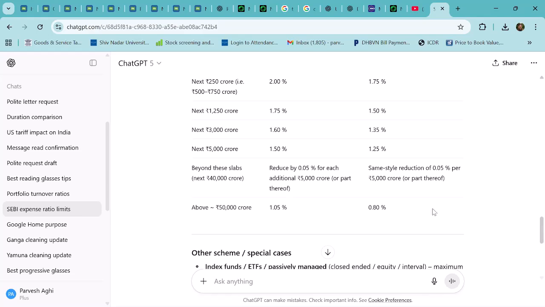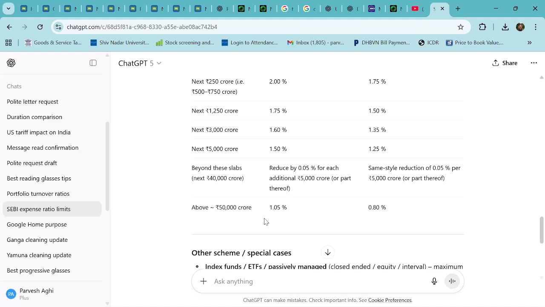Shrishti, just read the last one, above 50,000 crores. 1.05% for equity. And for debt? 0.80%. So that means there is an overall cap which has been given by SEBI, the regulator, on how much money they can charge. How much money can be charged by them for running a scheme.